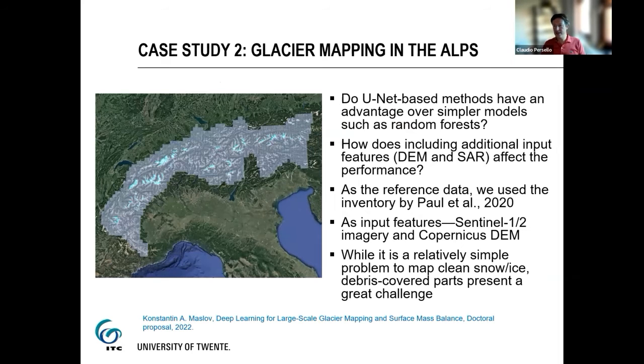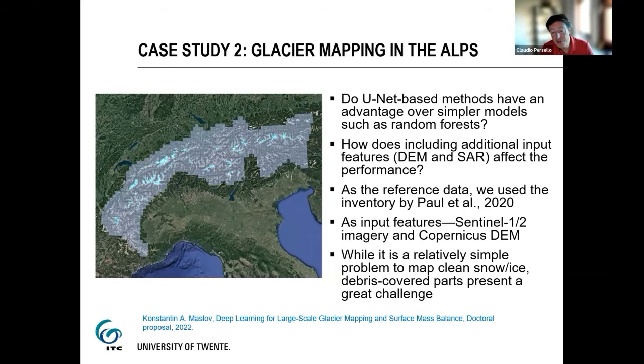Let me move to a second case study. Here now we move to the Alps. Of course, this is another area in Europe where we have lots of glaciers. And what I'm presenting is the work of my PhD student, Konstantin. He just started working on mapping glaciers, and this is one of the first attempts to map glaciers. And he's, again, trying to combine multiple features, including optical, SAR, but also a digital elevation model.